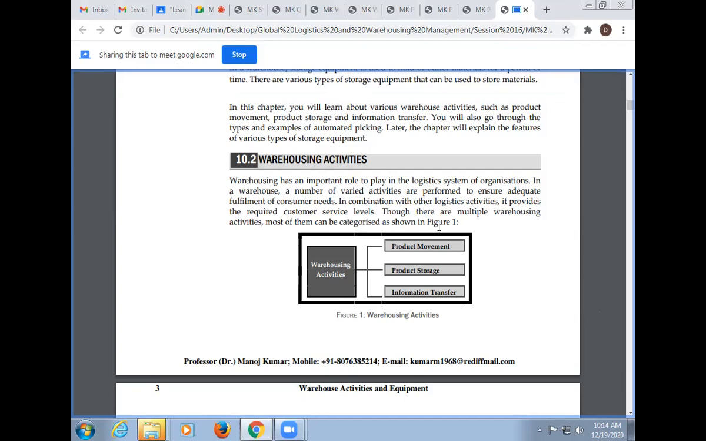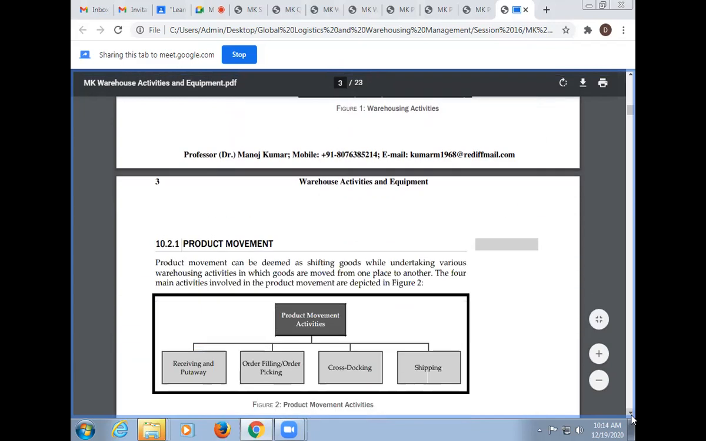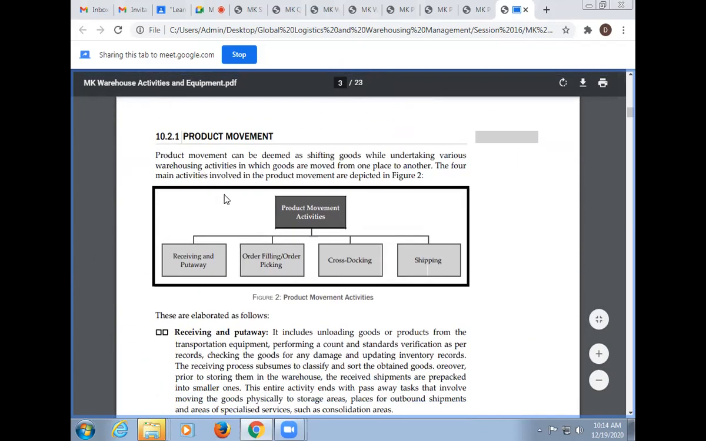There are multiple warehousing activities. Most of them can be categorized as shown in the figure: product movement, product storage, information transfer. These are the warehousing activities. In the case of product movement, the different activities are receiving and putaway, which is given in your syllabus, order filling and order picking, which is given in your syllabus, and cross-docking, which is also given in the syllabus. Shipping is not given in your syllabus.